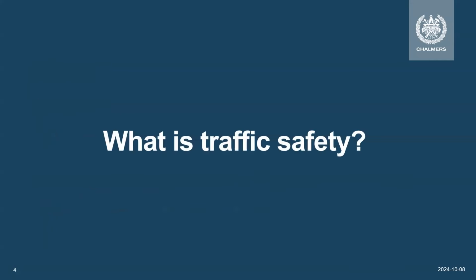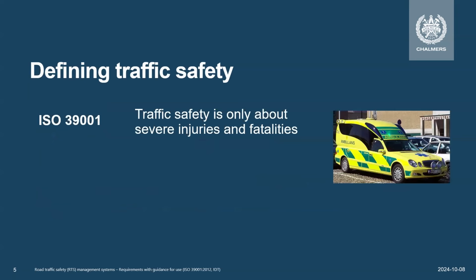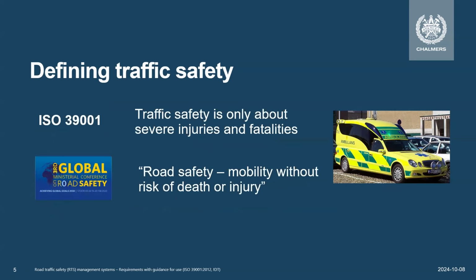So, what is traffic safety? If we define traffic safety from the perspective of ISO, it's only about severe injuries and fatalities. So it's not about crashes; it's about severe injuries and fatalities. If we're talking about what the WHO and this global ministerial conference say, it's also about mobility without risk of death or injury. So it's not only about crashes; it's about the risk of injury or death.